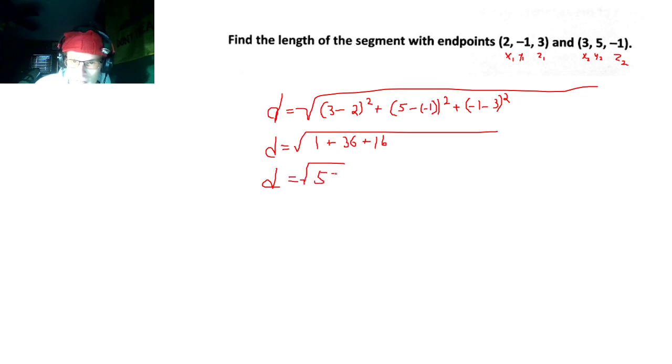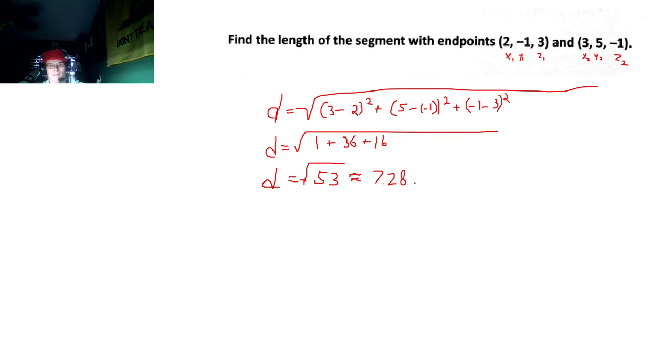We can't really simplify that as a radical, but if we were to use a calculator to change it to a decimal, it is about 7.28. So distance between 2 points in space that we're given here is 7.28. And you can apply that in any given situation. In the real world, in Minecraft, anywhere. This distance formula.